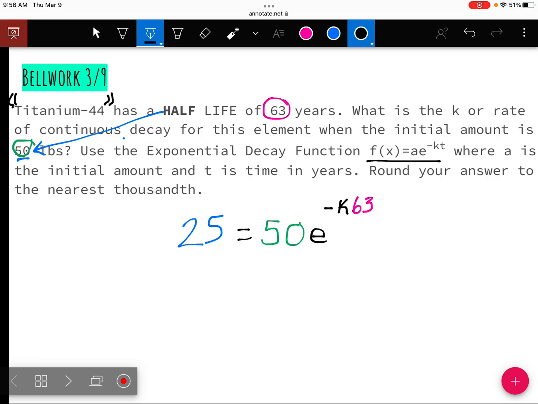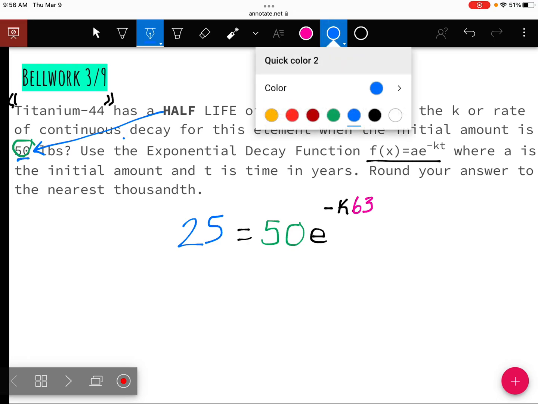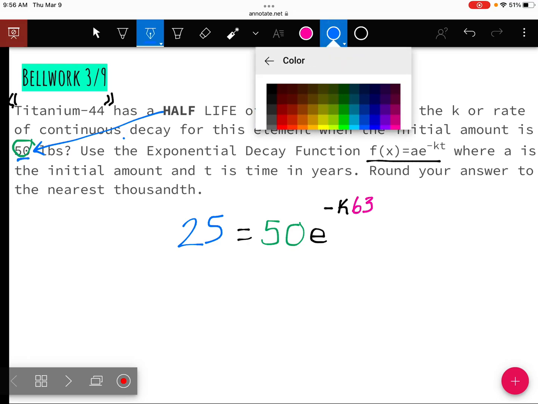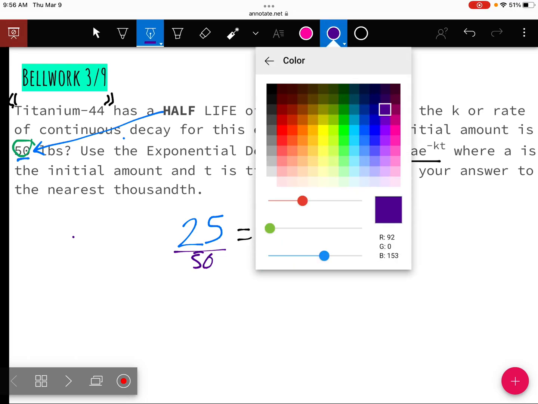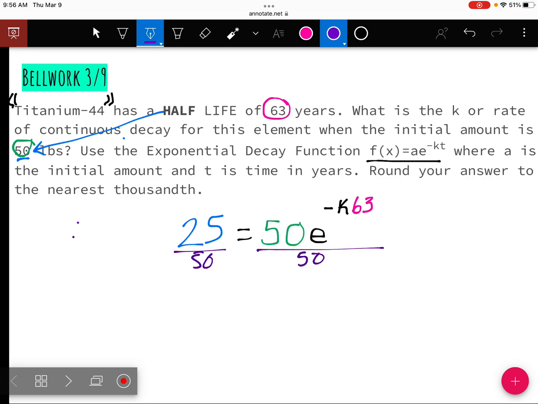So from here, we're going to solve for k. I would like to get k by itself. This is going to be the exact same process if we were solving for t. So what do I do to get k by itself? Divide both sides by 50. Ooh, that purple is really dark. I don't like that purple. A little bit brighter. There we go.